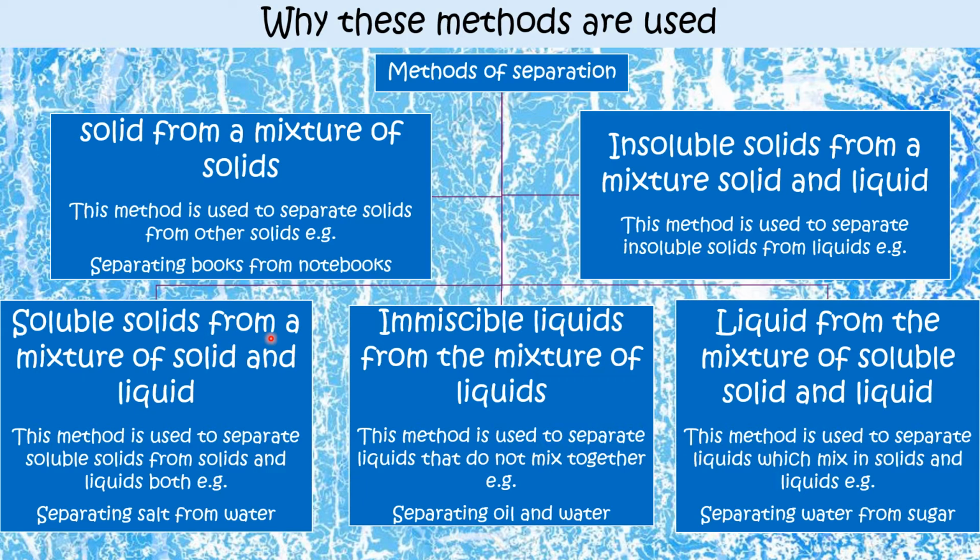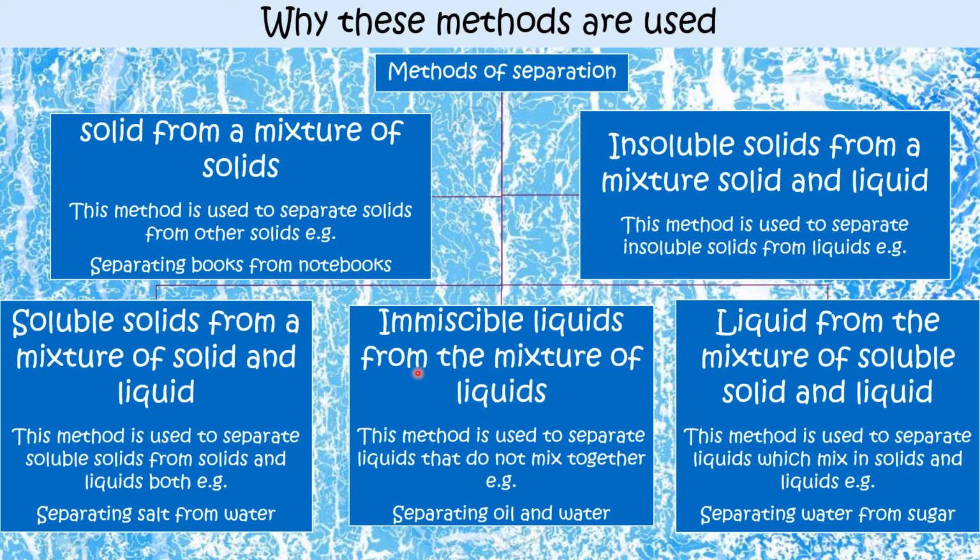Soluble solids from a mixture of solids and liquids: some solids are soluble and dissolve in the liquid. This method is used to separate soluble solids from solids and liquids both. Example, separating salt from water. Salt dissolves in the water when we stir it, so we should use evaporation.